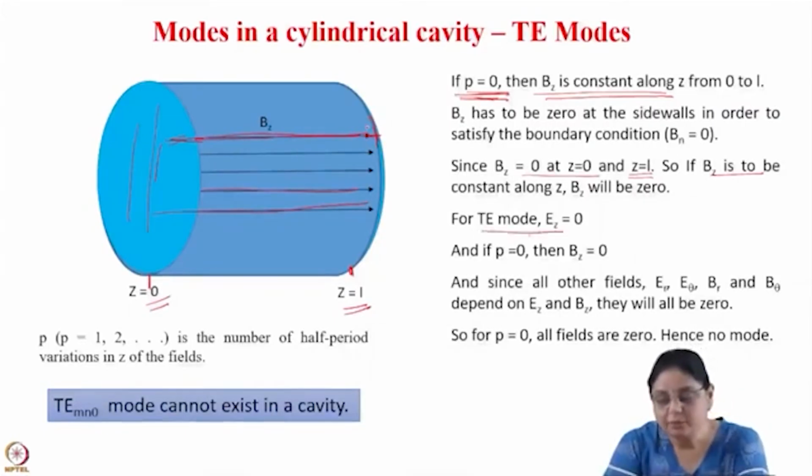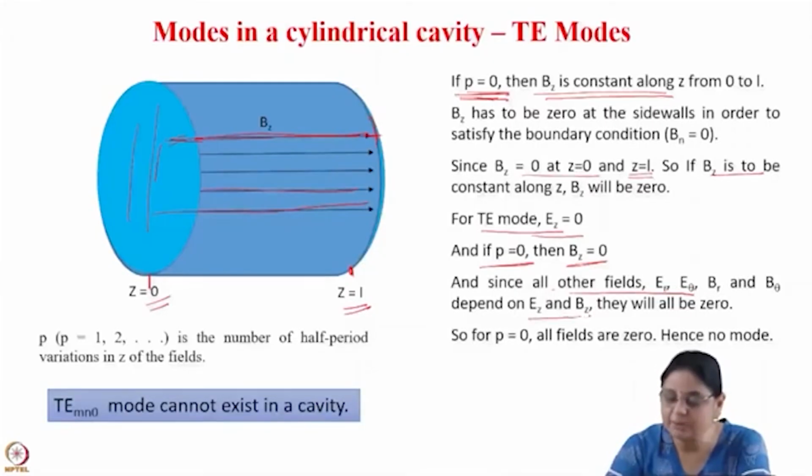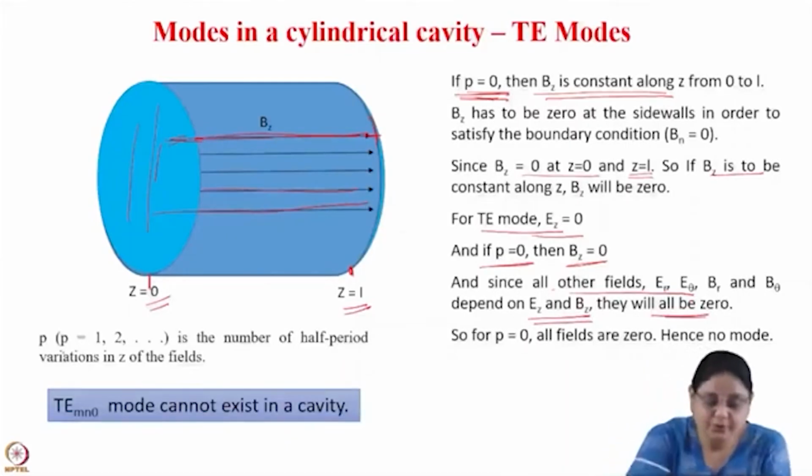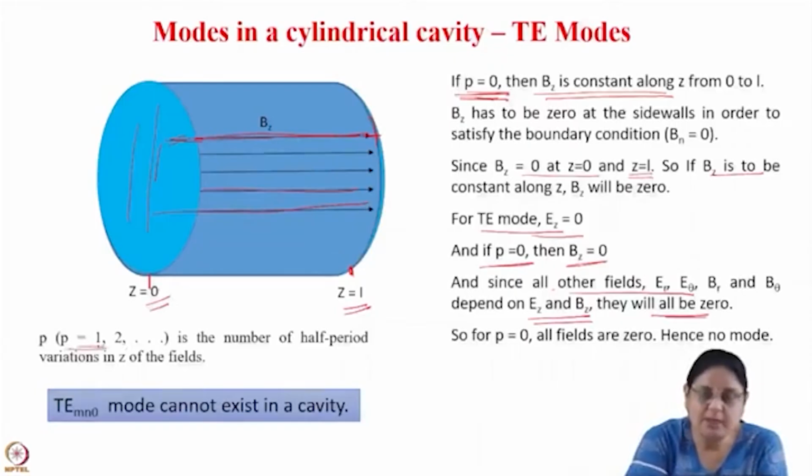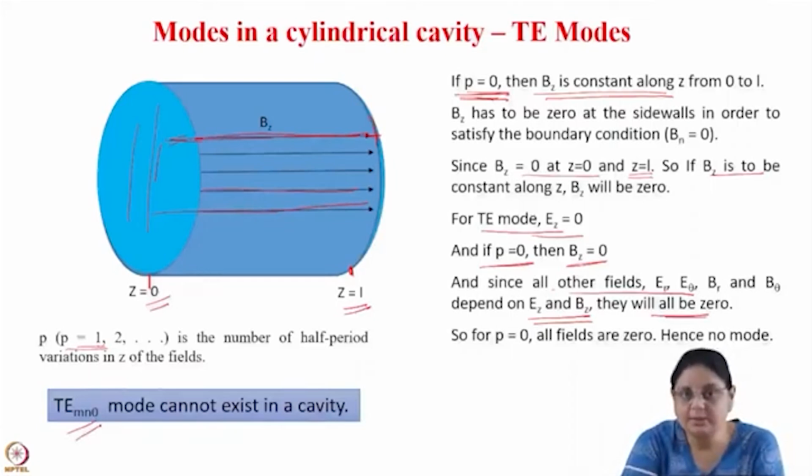So for a TE mode, already Ez is equal to 0, and if P is equal to 0, then Bz also goes to 0. And we know that all the transverse field components, that is ER, E theta, BR and B theta, depend on Ez and Bz only. So they will also be all 0. So all fields will be 0 and there will be no mode. So for P equal to 0, there is no mode in the cavity. P starts from 1 for a TE mode, and a TE MN0 mode cannot exist in the cavity.